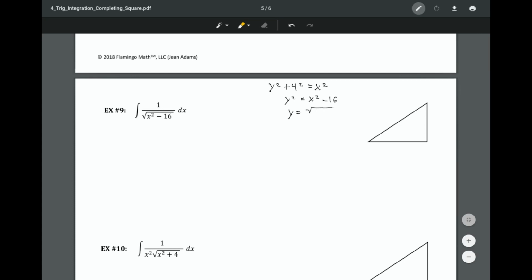So this is the part that took me a while. This is essentially what I'm going to try to do, okay? So I have the square root of x squared minus 16. Once you figure that out, then you can come to this triangle and call this theta.